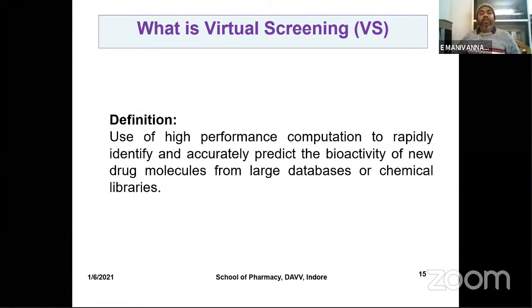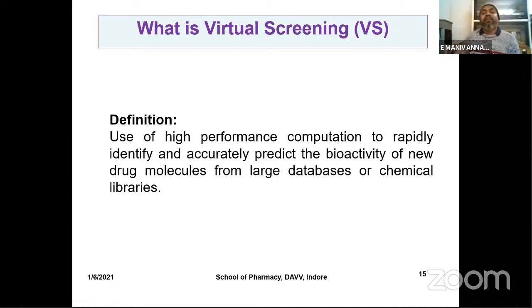So what is meant by virtual screening? The use of high performance computation to rapidly identify and accurately predict the bioactivity of new drug molecules from large databases or chemical libraries. This is virtual screening. The application of high performance computation to rapidly identify and accurately predict the pharmacological activity of new drug molecules from large databases or existing chemical libraries. It may be a publicly available chemical library, commercial sources, or virtual space.